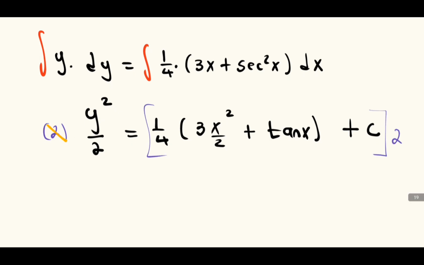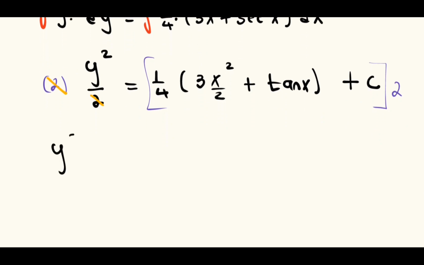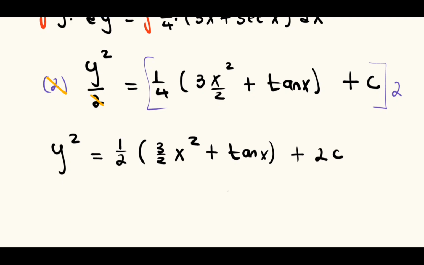We multiply both sides of the equation by 2. And that 2 and that 2 will cancel out each other. y squared will be equal to 2 multiplied by 1 over 4, which is equal to 1 over 2, into 3 over 2 x squared plus tan x plus 2c. We can let c1 equal 2c.